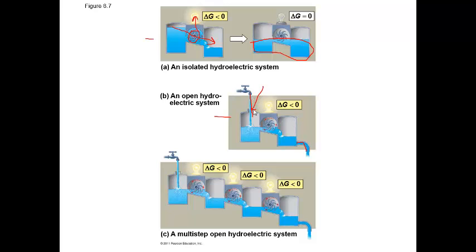As long as food enters an organism, or in this case as long as water enters the hydroelectric system, that water is going to flow from high energy to low energy, or it's going to flow from an area of less stability to an area of more stability. And as long as that water is flowing downhill, it can be used to spin the water wheel and generate electricity.